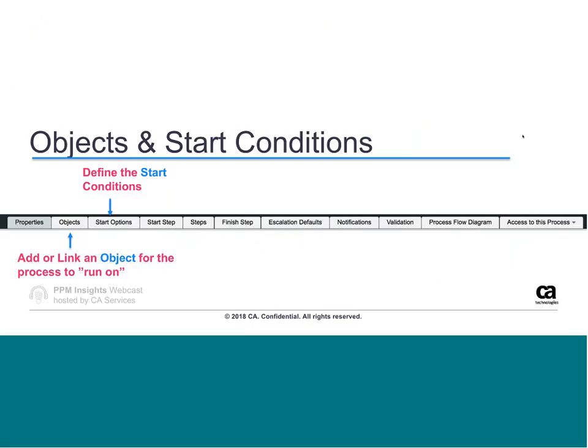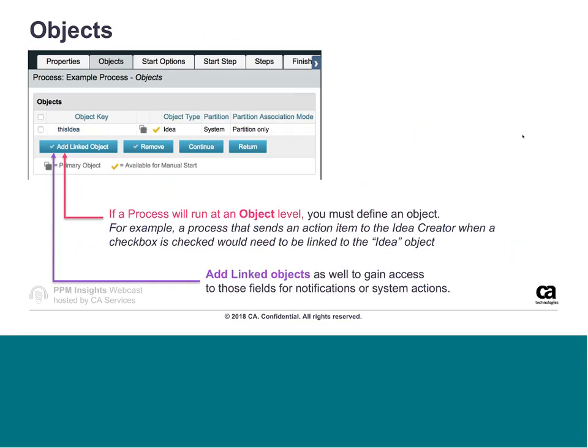So the very first spot is going to be the objects and defining a start condition. So I'm going to go here to the objects, and before we get into the live demo again, I just want to give you a high level. If your process is going to be running at an object level, like an idea or a project, you have to define that object. So again, if you want, for example, the process to send an action item to an idea creator when a checkbox is checked, you need to actually link your process to the idea object.